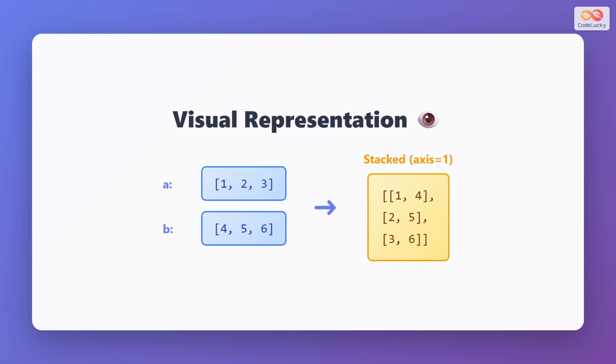With axis equals 1, the stacking works differently. Array A with values 1, 2, 3, and array B with values 4, 5, 6 are now stacked to produce a 3 by 2 array. The result shows 1 and 4 in the first row, 2 and 5 in the second row, and 3 and 6 in the third row. This demonstrates how changing the axis parameter alters the structure of your output array.